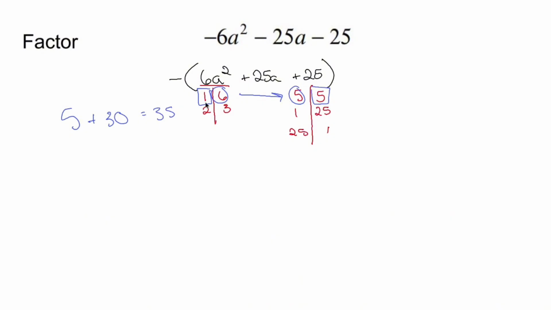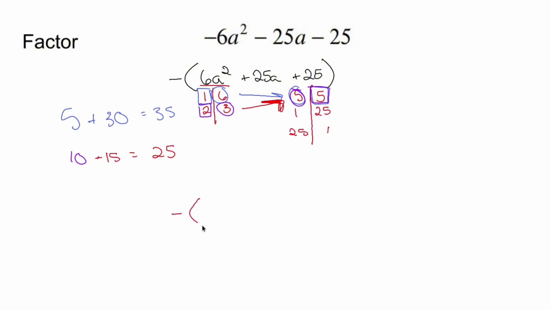So let's try another option. Multiply the outside numbers, 2 times 5, which is 10. 3 times 5, which is 15. And that seemed to be the one that does work, because that gets me 25. So this is the combination that worked.